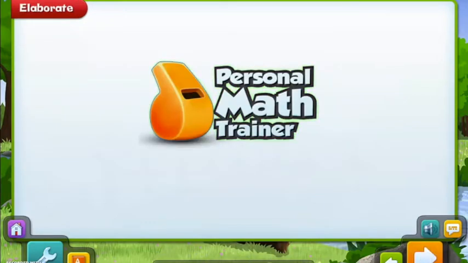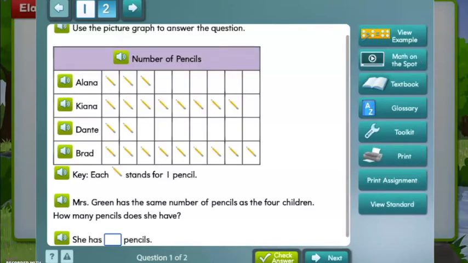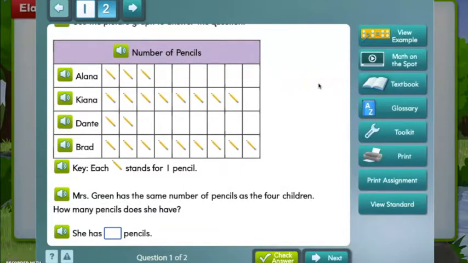So just make sure that you're always reading that key before you collect your data on the picture graph. Now let's practice with the personal math trainer. The first one says, use the picture graph to answer the question. Okay, so here is a picture graph. It's got a title, number of pencils. It seems like these are the students' names over here. And then the key says each pencil stands for 1 pencil.